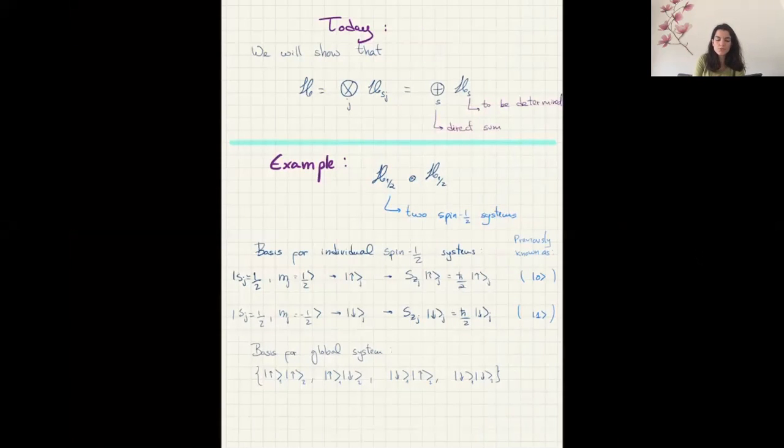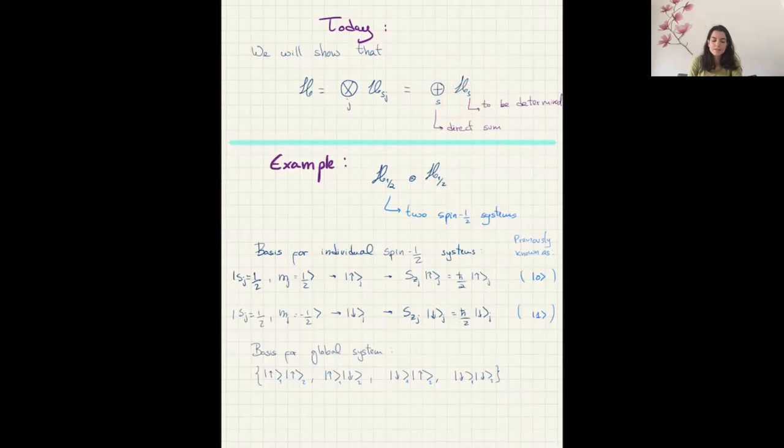So today we'll see how to write the global space, which is the tensor product of these individual spins, as a direct sum. If you don't know what this is, don't worry about it. Just think of a big Hilbert space that has many subspaces. It will have subspaces corresponding to different total spin. And then you can think of particles that live inside one of these subspaces.